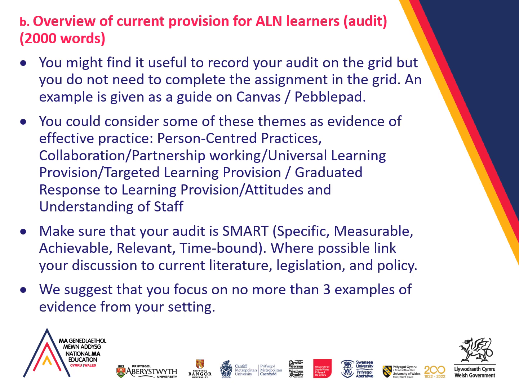It's suggested then that you focus on no more than 3 examples of evidence within your setting. So 3 examples across 2,000 words is roughly 666 words each. And some of the themes you might want to consider include person-centred practices, collaboration, partnership working, universal learning provision, targeted learning provision, that graduated response to learning provision, attitudes and understanding of staff, general school ethos, parental engagement, for example.